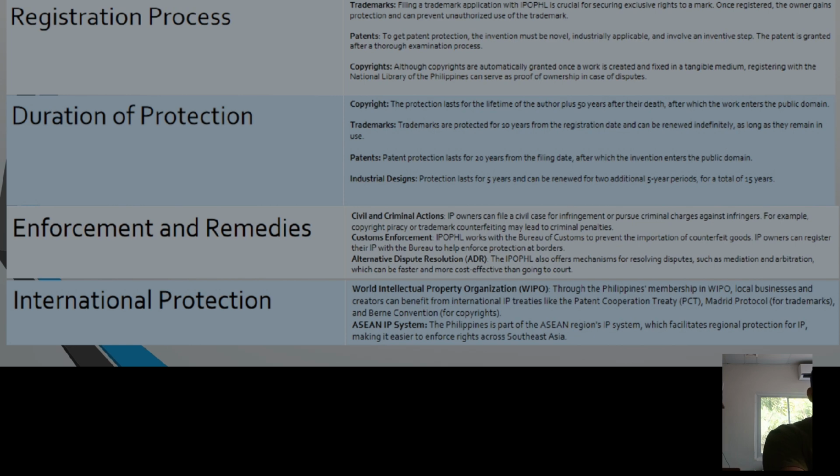Another one is the ASEAN IP system, where the Philippines is a part of it. It facilitates regional protection for IP, making it easier to enforce rights across Southeast Asia. So there is a world level and also a Southeast Asian level. These are mainly the highlights of intellectual property and protection.